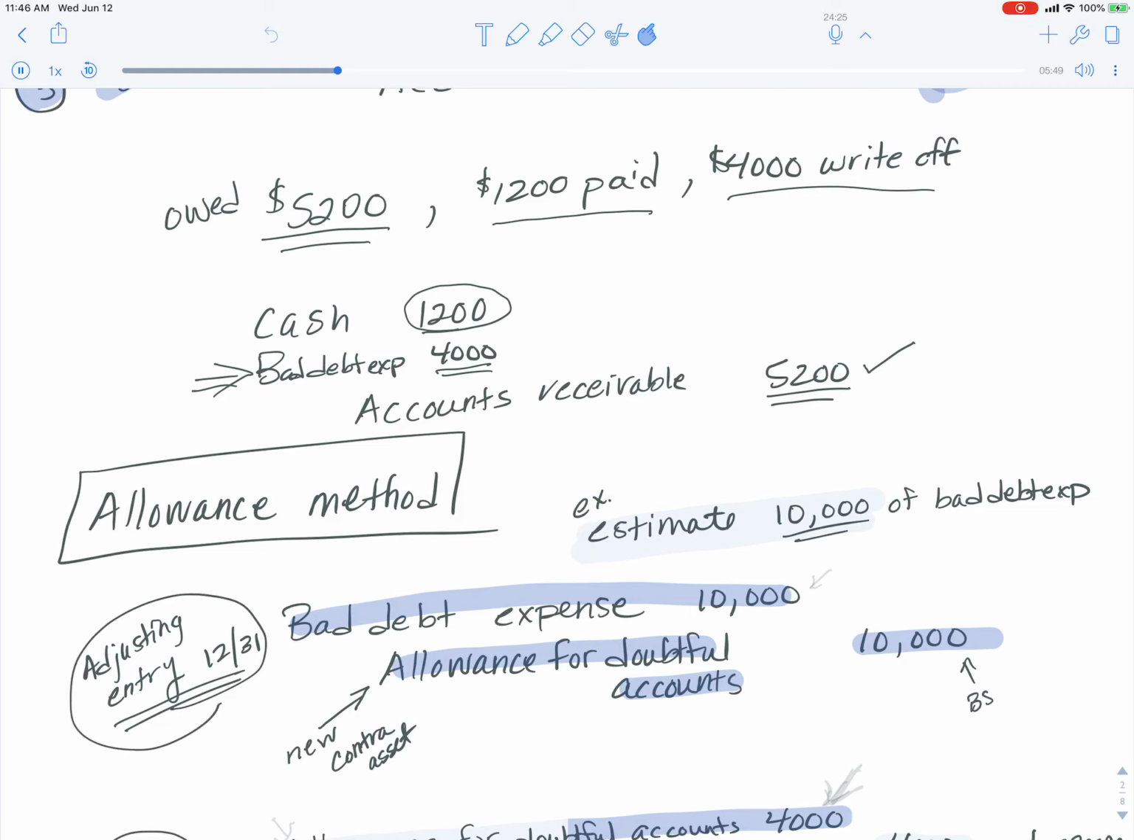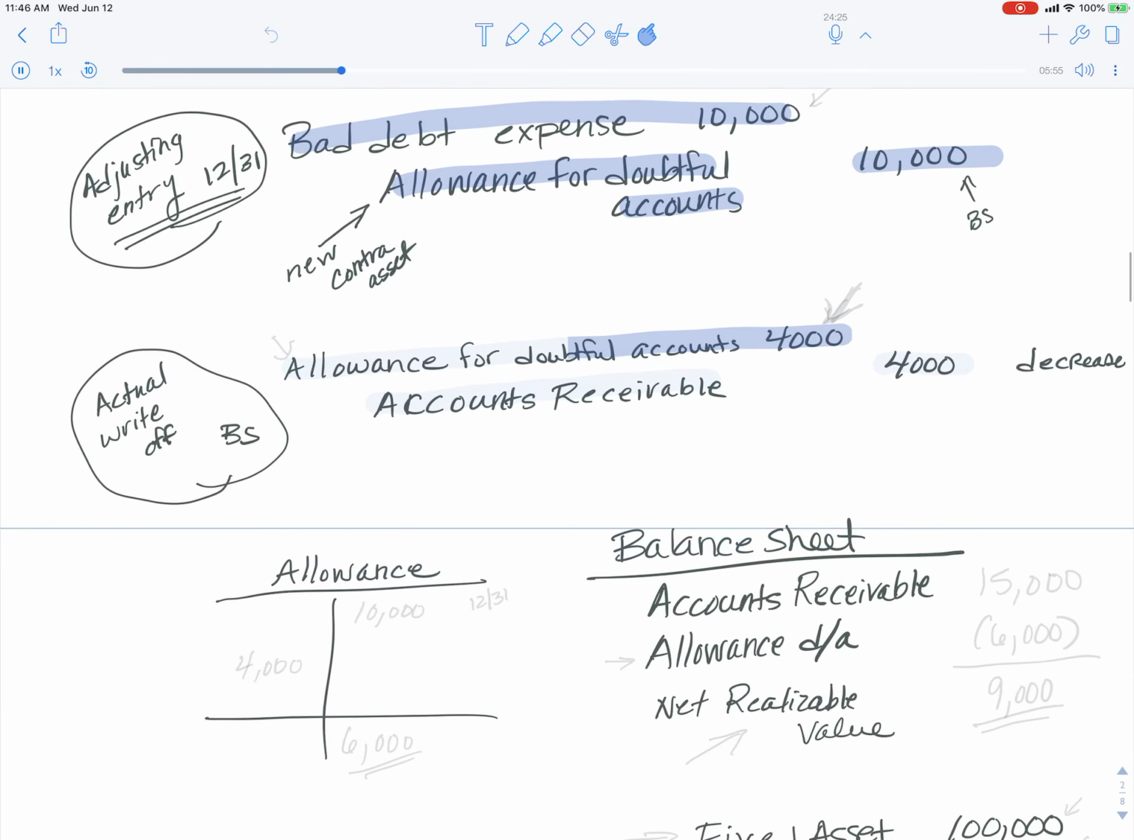And then the following year, we actually have a bad debt. Let's say it's $4,000. We have that $4,000 write-off. And so we're going to then remove that bad account for the $4,000. So that customer's not going to pay us $4,000. We remove the account receivable. And instead of debiting bad debt expense here, we're actually going to be debiting the allowance because now we're taking it out of the bucket.